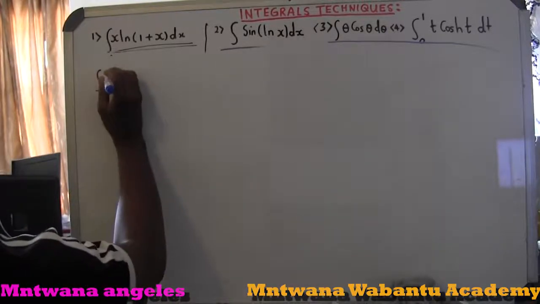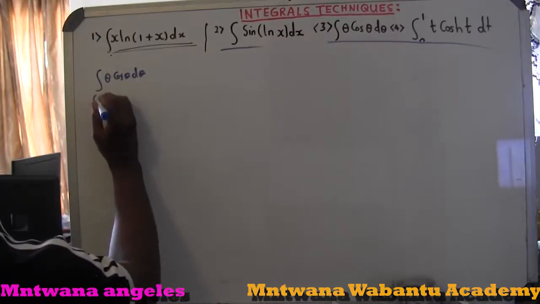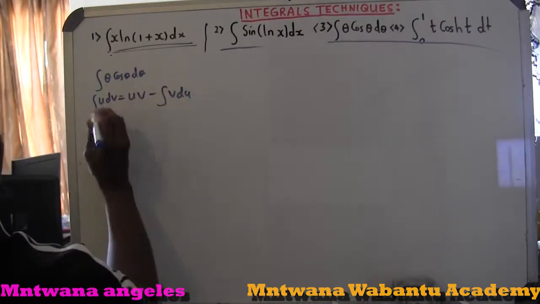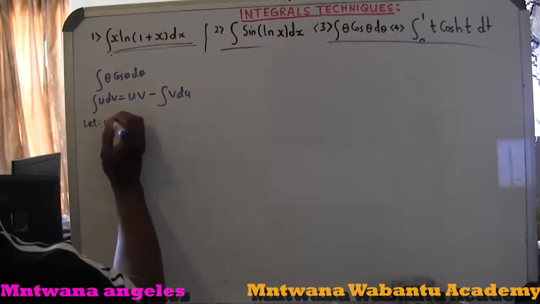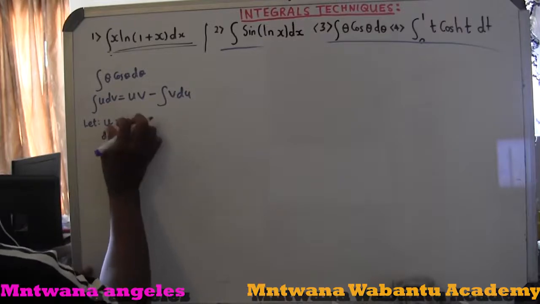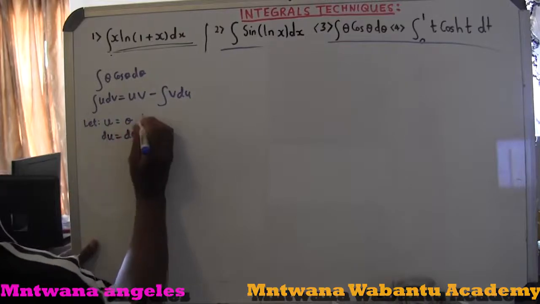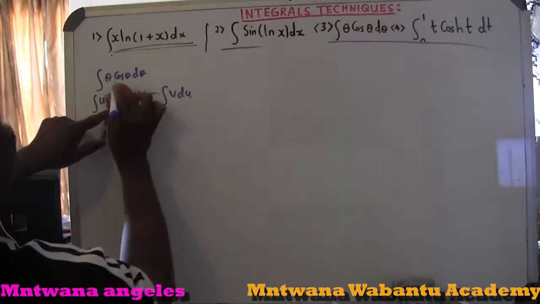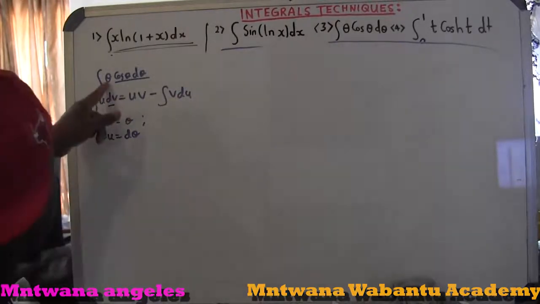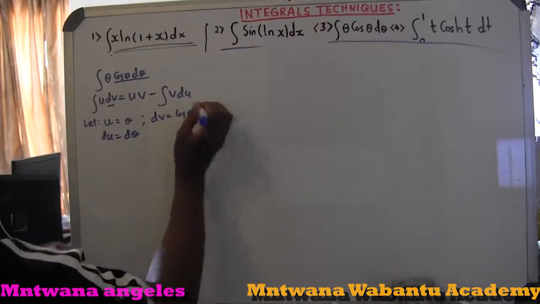we got integral theta, and they got cos of theta, d theta. So apply integration by parts: integral u dv equals uv minus integral v du. Let u equal to theta, so du equals d theta, because you differentiate u first. Now this is going to be dv, you know what I'm saying? Like, you get used to them. So dv is cos theta d theta.